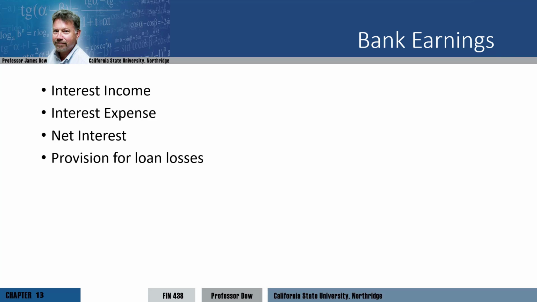Provision for loan losses is an expense item that reflects expectations that some loans will not be repaid, and so the value of the assets on the balance sheet is decreased. Finally, to find bank earnings or net income, we need to add in non-interest income, the revenue the bank receives from non-lending activities, and subtract non-interest expense, which is primarily the costs associated with labor and physical capital.